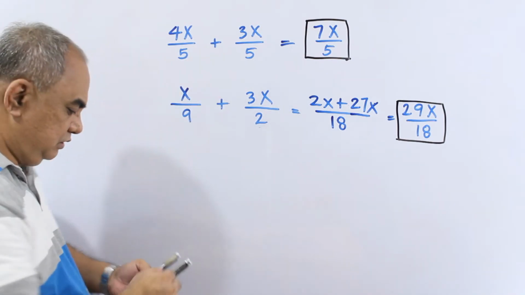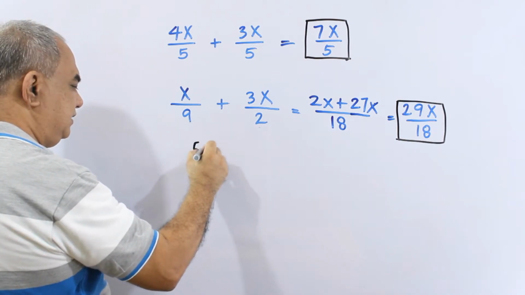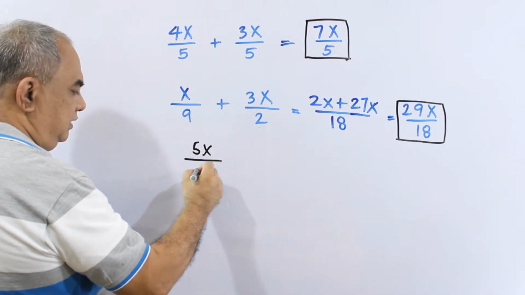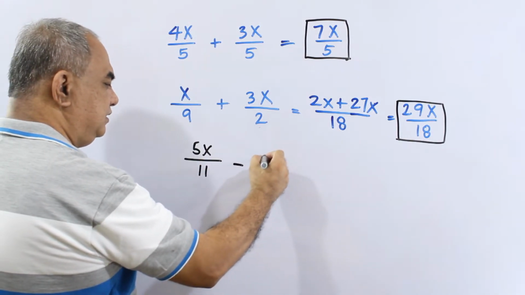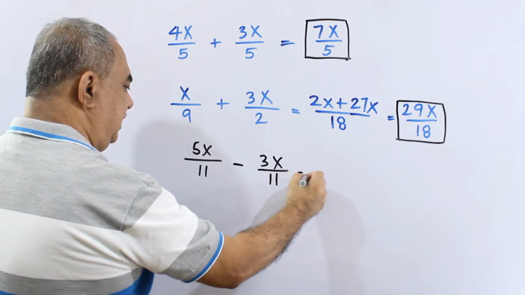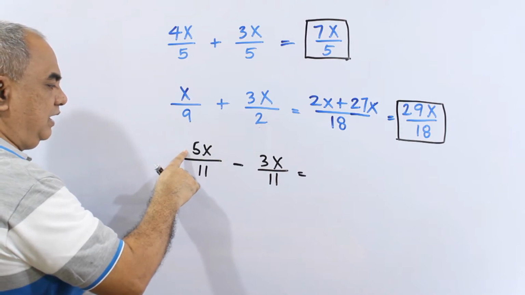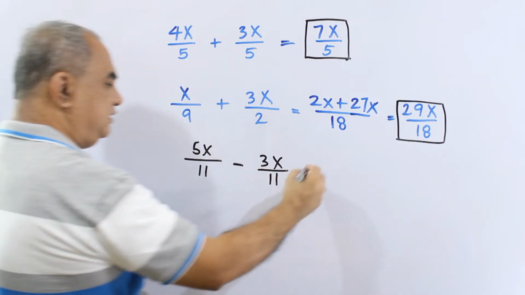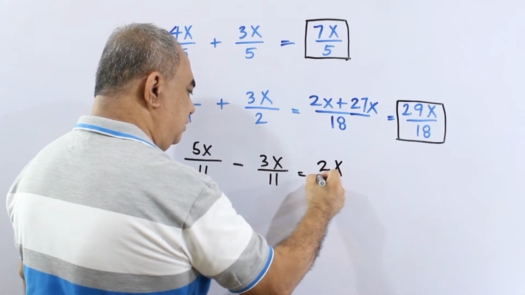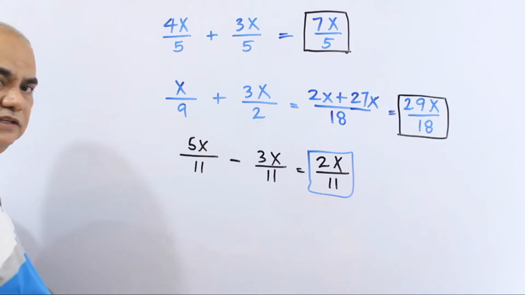Let's have subtraction. Say we have fractions like 5x all over 11 minus 3x all over 11. Again, you notice that these two fractions are similar, so we simply subtract 3 from 5. That gives us 2x all over 11. This is our answer.